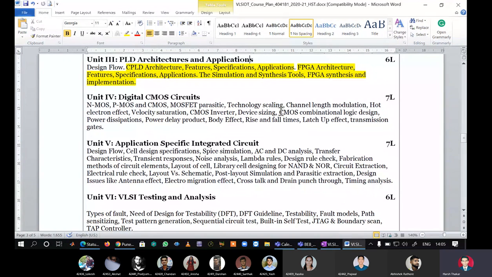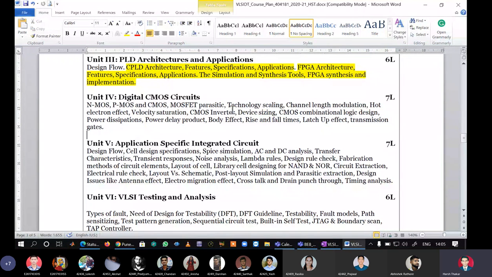Then we have device sizing, CMOS combination logic design, power dissipations in CMOS, PDP, that is power delay product, body effect, rise and fall times, latch up effect and transmission gates. So this is a very important topic because this CMOS combination logic design also forms one of the potential assignments in part B. Okay, so it is not there as a part of syllabus, but still we keep it in the exam. So this is a very important topic which will be covered. There will be some problems we'll be solving on this. Then power dissipations, especially, and last but not the least, transmission gates.